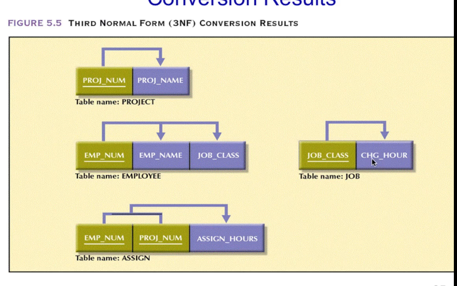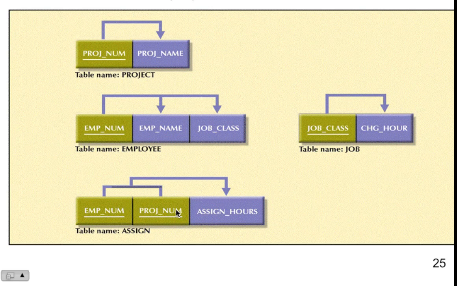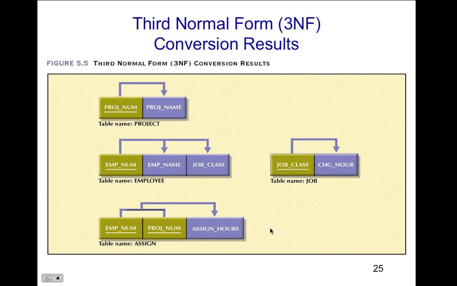The transitive one is the one in which every charged hour we've eliminated, because every charged hour for each job class has to be consistent. So all we do is we say job class, we get the hours, the charge per hour, without having it be different for each job class, or differently displayed in the table for each job class. And then down the bottom we have our assigned table, in which we have employee number, project number, and the assigned hours. So that looks good, huh? Third normal form. We can actually improve that design. So when you take a look at that, it looks pretty good, actually.